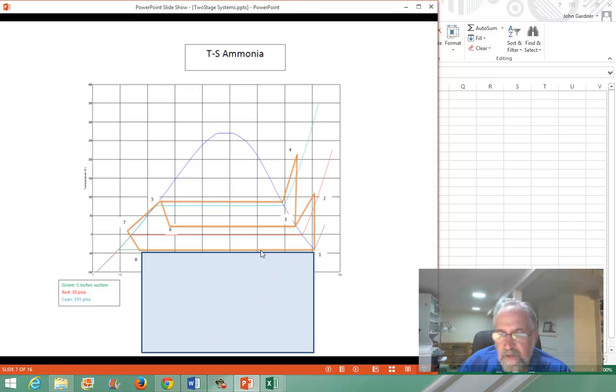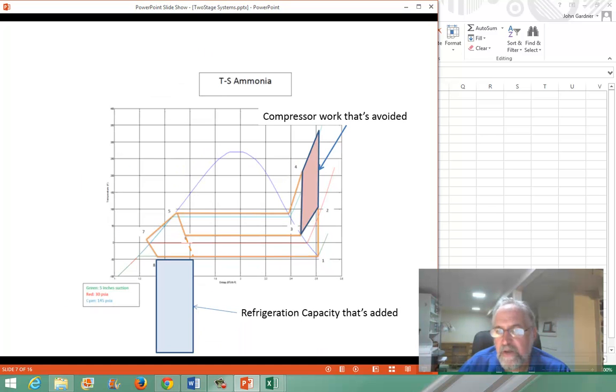So the area of this rectangle represents the refrigeration capacity on a per unit mass basis. And so that gives us a really great graphical interpretation of why the two-stage system works. So I've modified this a little bit here. One of the things I did, I added a little dotted line that kept going from 5 to 6.